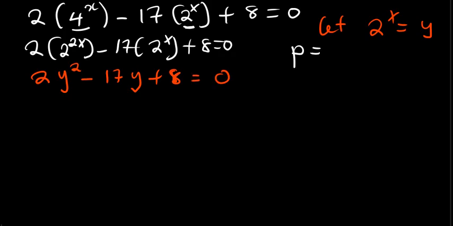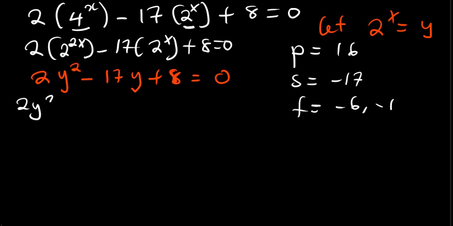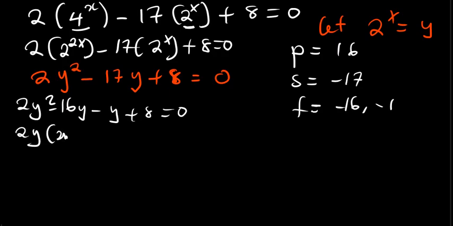The product is positive 16. The sum is negative 17. Therefore, the factors are negative 16 and negative 1. This becomes 2y squared minus 16y minus y plus 8 is equal to 0. Factor out 2y, I remain with y minus 8. Factor out negative 1, y minus 8 is equal to 0.